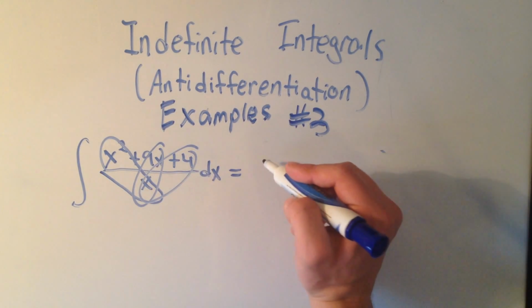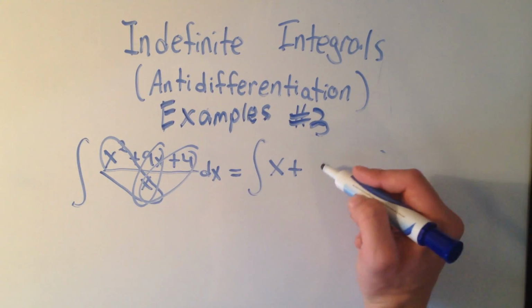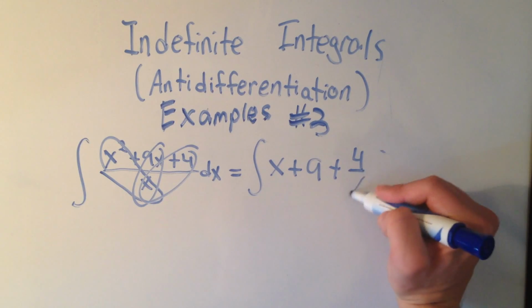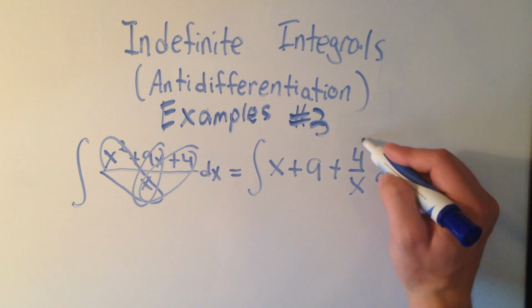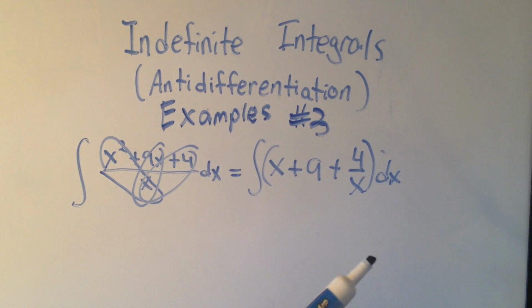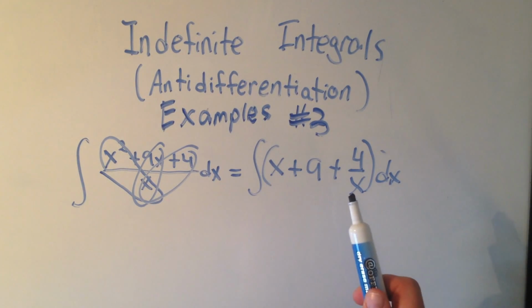So x squared over x, that would give me just x. 9x over x, that's just 9. And then 4 over x, I'll leave alone. And then dx is applied to all of these things, so I'll write that in parentheses. Now we can do our regular piece-by-piece integration.